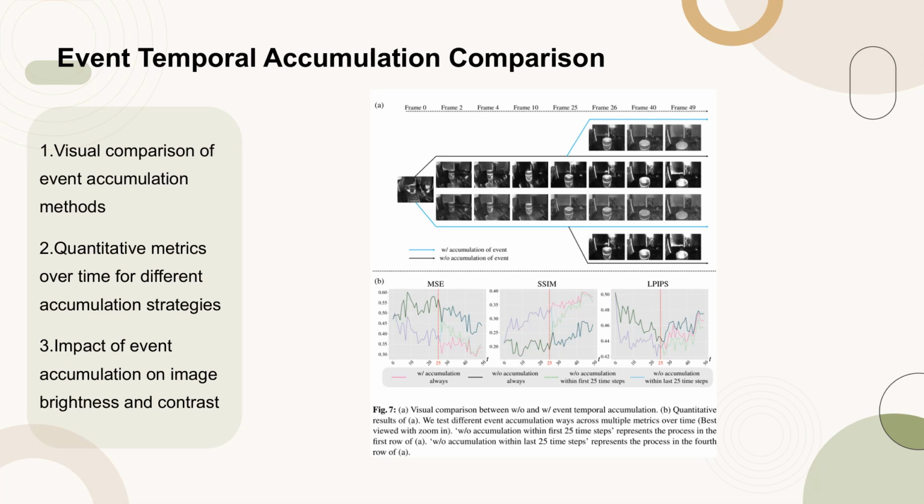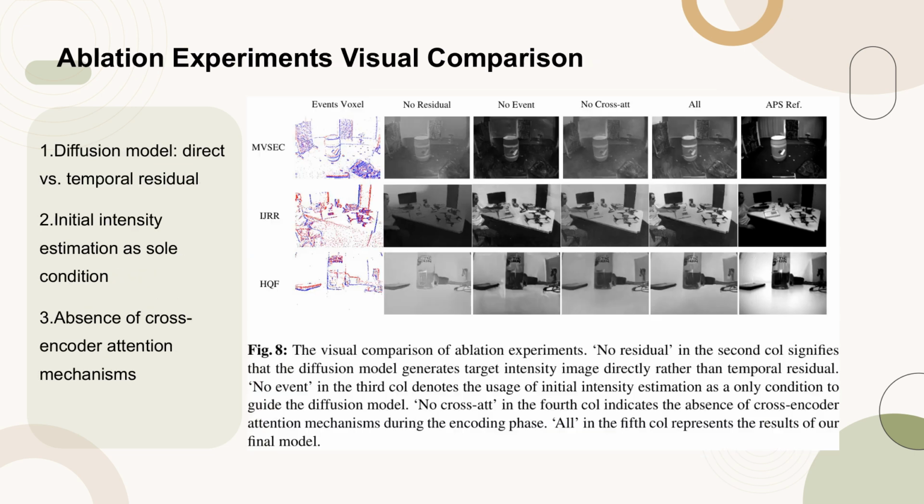The figure demonstrates that event accumulation significantly impacts image brightness and contrast, with continuous accumulation leading to more balanced and detailed reconstructions. The absence of accumulation at certain time steps results in sudden drops in quality, emphasizing the importance of consistent event processing. Figure 8 presents a visual comparison of ablation experiments, highlighting key variations in the diffusion model's approach.